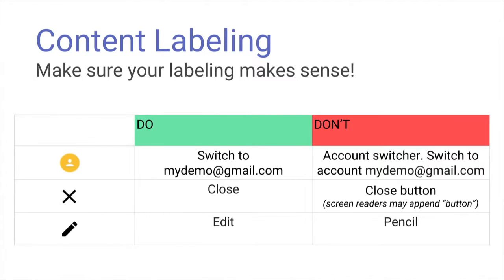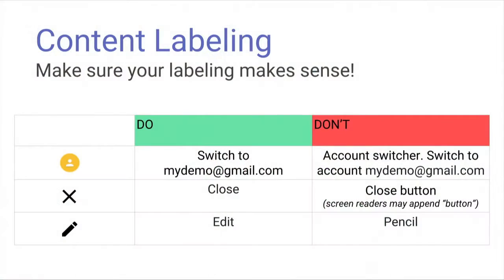For example, if you have an account switcher, how you should describe the content: switch to a Gmail, some kind of a demo account at gmail.com. What you don't want to do is to add a content labeling such as account switcher, switch to account mydemo@gmail.com. So please be succinct with your content labeling while describing enough context.